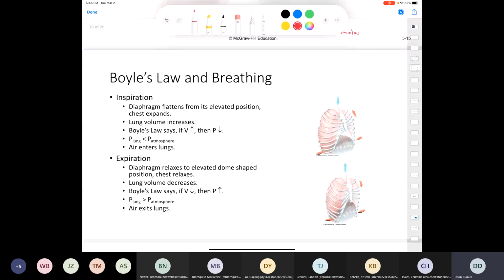If you ever get lost on Boyle's law, just think about breathing, okay? When you inhale and exhale, you're seeing Boyle's law in action, right? So if you breathe in, what's going to happen? The volume in your lungs increases, so then the pressure is going to drop inside, and so air is going to go into your lungs. What happens when you blow out, right? When you exhale, the volume of your lungs is going to go down. Nothing more complicated than that, okay?